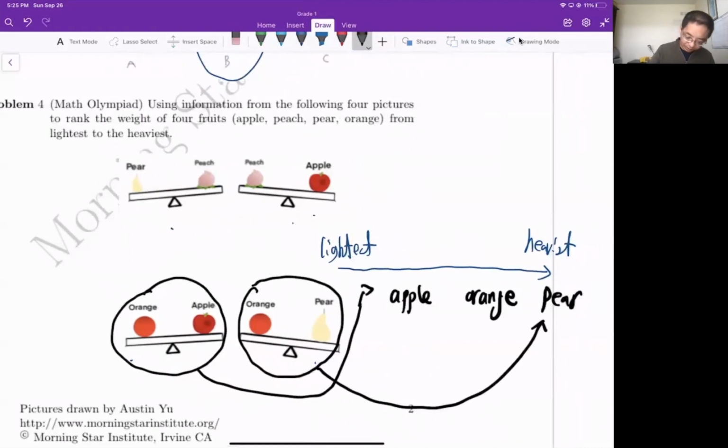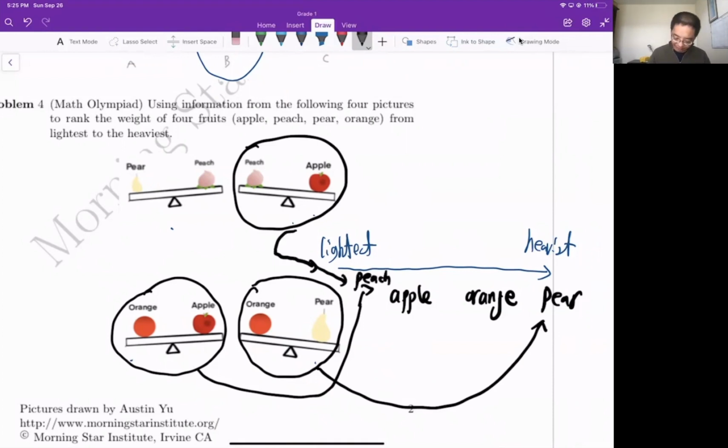And then we look at this picture. It says the peach. If you compare peach and apple, because apple goes down, that means apple is heavier than peach. All right, so from this picture, I should put peach in front of apple.